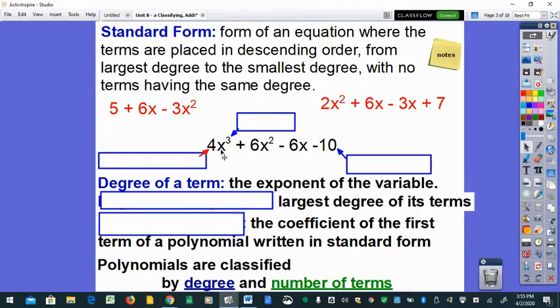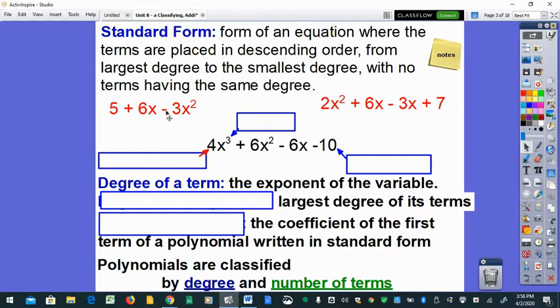So if you look here, we have the x to the third in front of the x to the second, in front of the x to the first, in front of the constant. And remember, the constant could have an x to the 0, which would be 1. So all of our exponents are going in descending order. So that's what it means by largest degree to smallest degree. And we have no terms that have the same degree. So if you look here, there's a 3, there's a 2, there's a 1, and then of course this would be the 0.